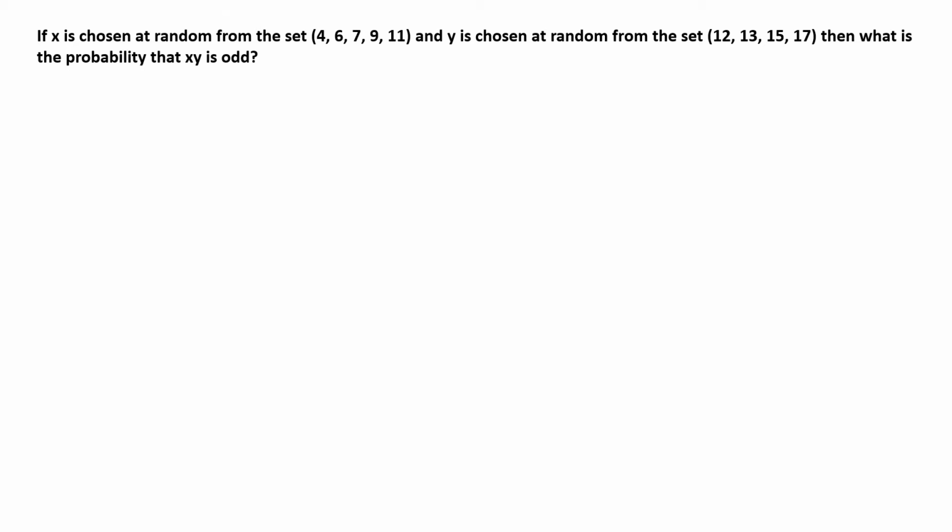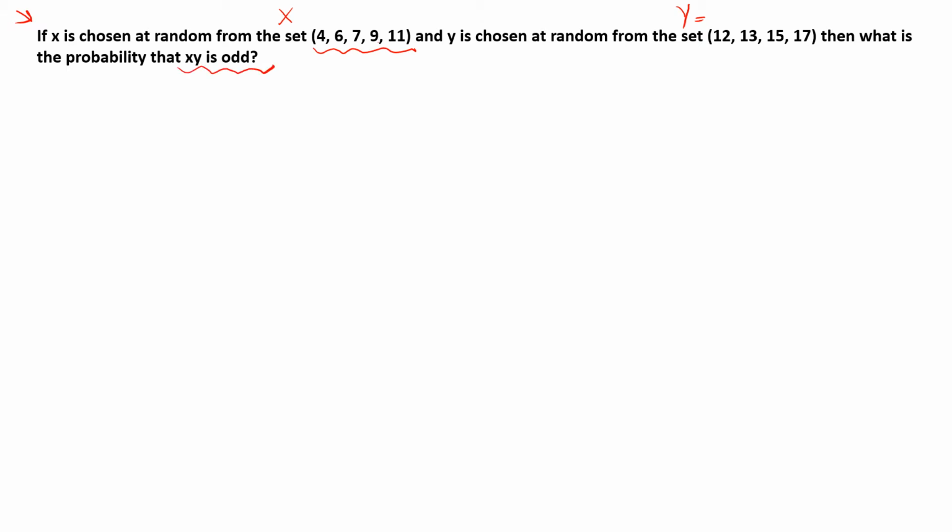Now, as we know, the probability formula is the number of favorable outcomes divided by total outcomes. Now here, what is the question? If X is chosen at random from the set, so there is a set in which 1, 2, 3, 4, 5 numbers are written and the set name is X, and Y is chosen at random from the set 12, 13, 15 and 17. So the set of Y has 4 members. Then what is the probability that XY is odd?